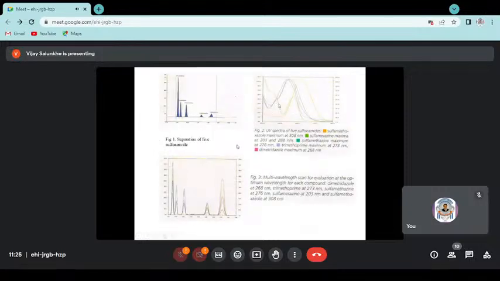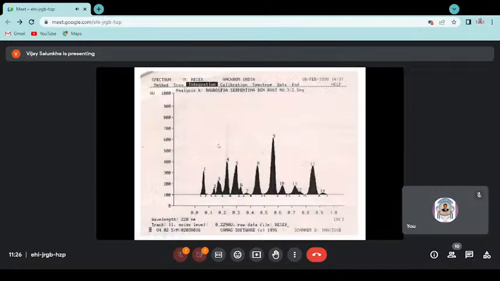Now, there are some typical examples. Separation and identification of some allopathic medicines can be done using HPTLC. This is the UV spectra of sulfonamides: sulfamethoxazole maximum 308, sulfamerazine maximum, and so on. A multi-wavelength scan for evaluation of the optimum wavelength for each compound can be done. These are typical examples, but HPTLC is mainly proper for herbal analysis.